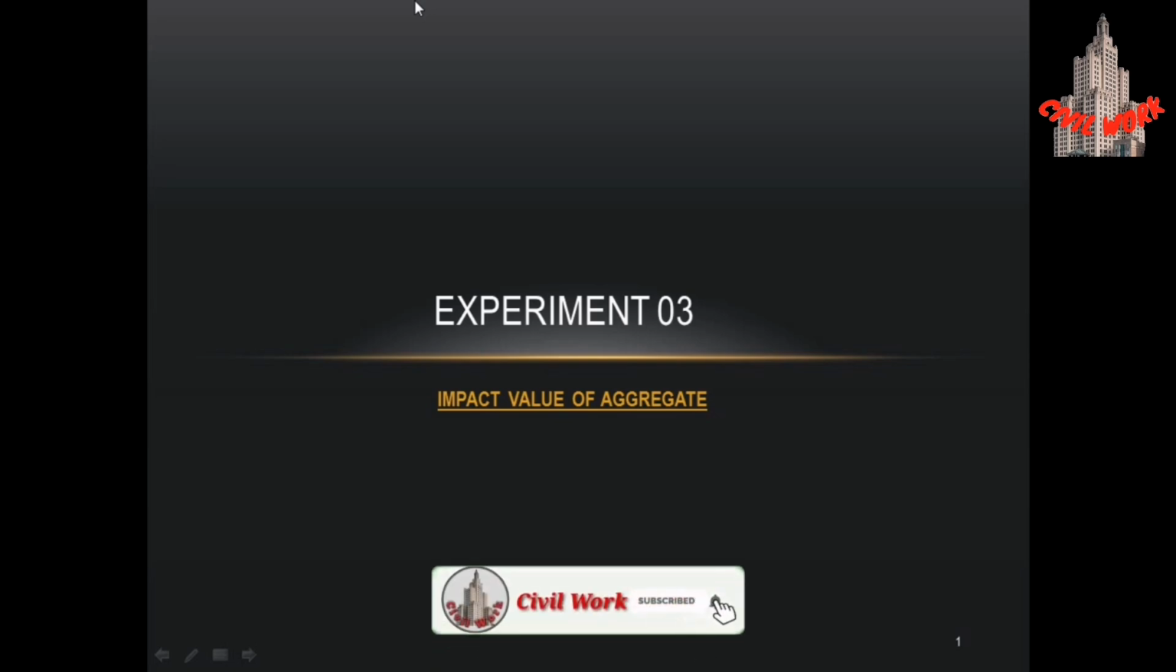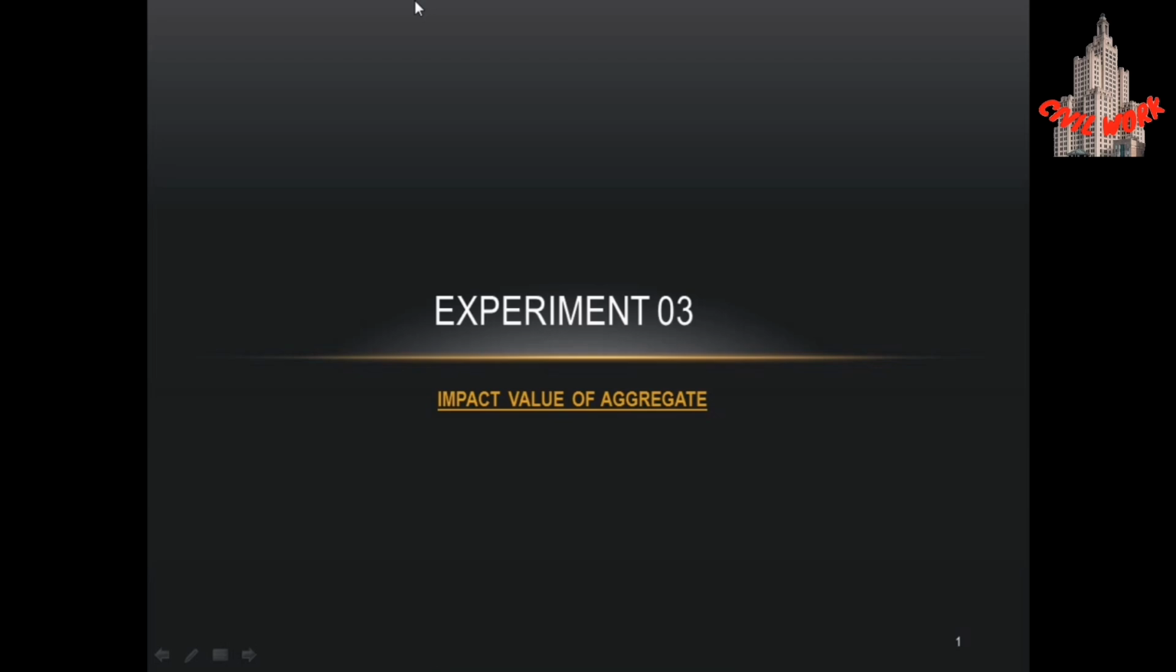An impact test is a method used to evaluate the resistance of a material to impact loading, which involves a sudden high force application of energy. The test measures the material's ability to absorb energy without breaking. This test mainly covers the determination of the toughness of aggregate. Now we will move further.